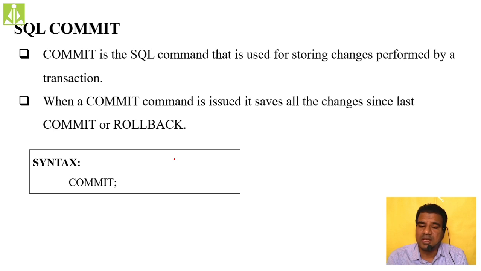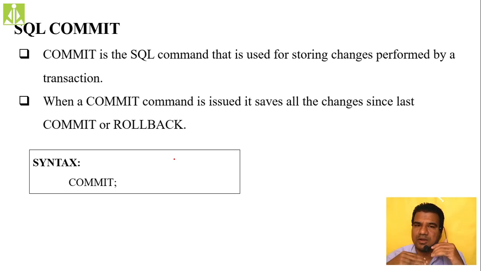Commit is the SQL command that is used for storing changes performed by a transaction. So whatever changes a transaction, that is nothing but the work initiated by us, is doing, to save that permanently we use the commit command. When a commit command is issued, it saves all the changes since the last commit. So after that commit, if you have done some more changes, in order to save them you have to type the commit command again, so as to save the complete work permanently.